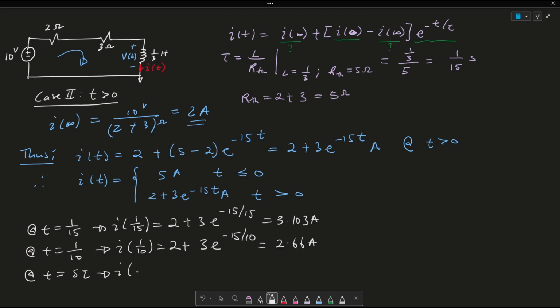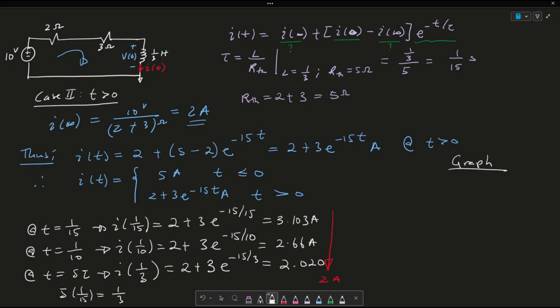And this here is I at 5 tau. 5 tau is equal to 5 times 1/15, which is 1/3. So let me go ahead and change this to 1/3. So this becomes 2 plus 3e to the minus 15 over 3, which is equal to 2.020. And as you can see, this is saturating and going towards 2 amps, which is my final current. So now let's go ahead and graph this and see what we get.